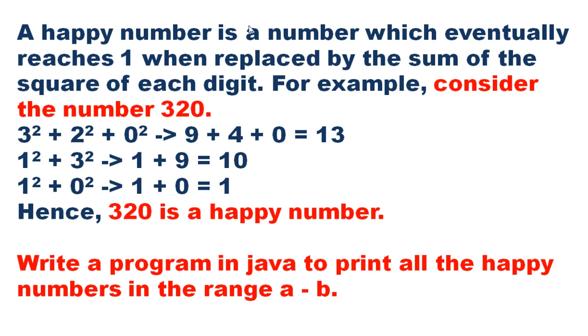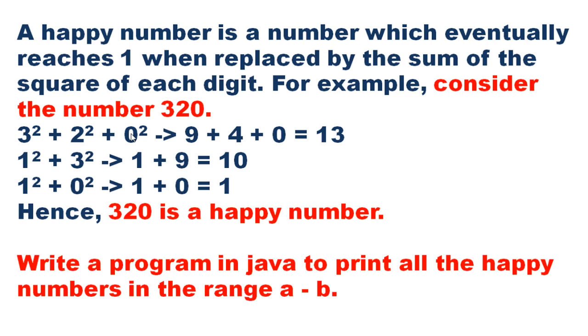A happy number is a number which eventually reaches 1 when replaced by the sum of the squares of each digit. Now for this I have to make you understand what I have read. For us, let us take the example 320. Now this is a digit separation program. You have to extract the digits.